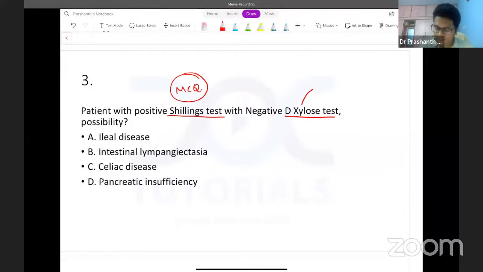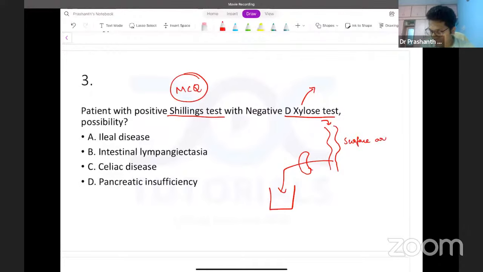For this, you should know what the D-xylose test is. The D-xylose test is where you give oral D-xylose and then check how much of it is excreted. You give it orally, it gets absorbed across the gut and then excreted by the kidneys, and you check its level in the urine. If present, it tells you how good the surface area of the small bowel is for absorption. So this is the main thing that is indicated by the D-xylose test.